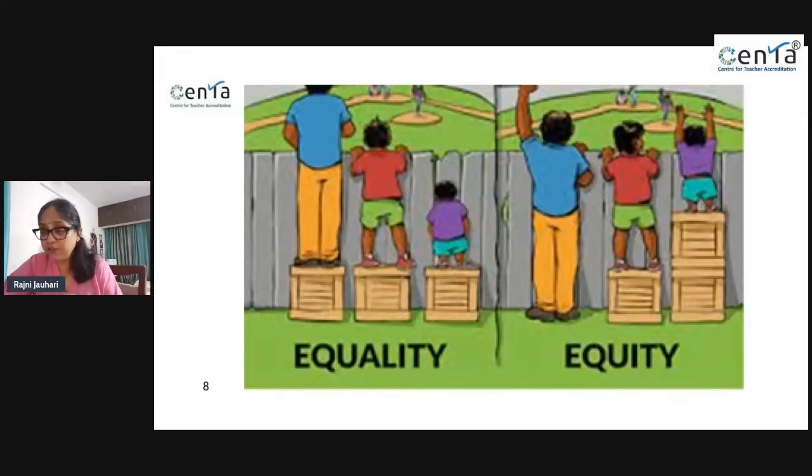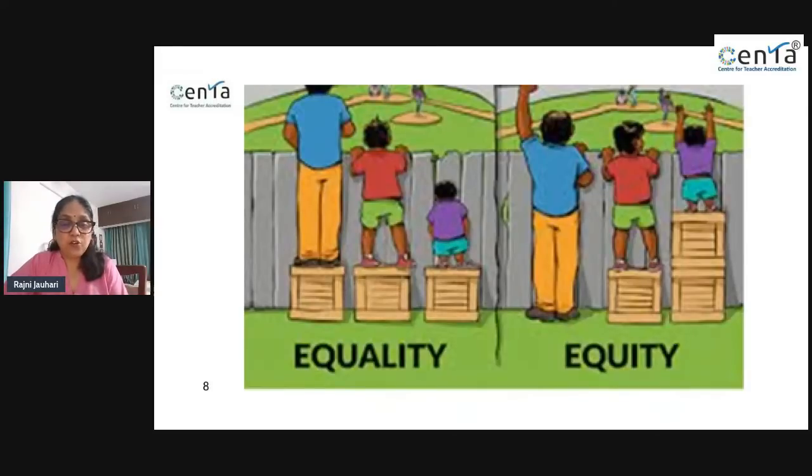Yeah, each one is different. Make them feel they are equal. Yes, you make them feel that they are equal, but you provide each one as per their need. So it's equity that we are going to look at, and from equality we move to equity.